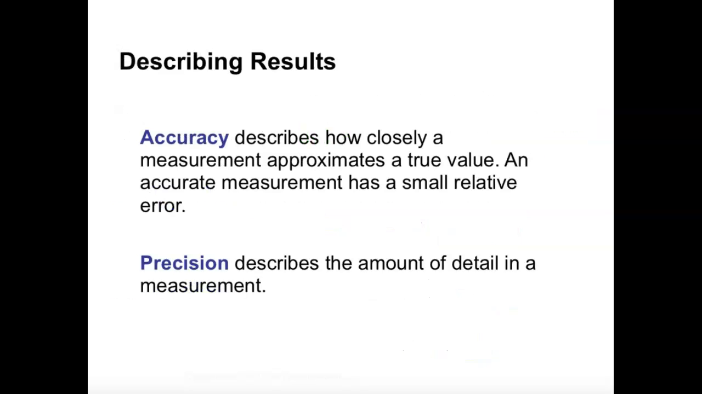A few more definitions. The difference between accuracy and precision. Accuracy describes how closely a measurement approximates a true value. An accurate measurement has a small relative error. Precision describes the amount of detail in a measurement. So accurate is how close are you? Precision is how detailed are you? How many decimals are you taking your measurement to?